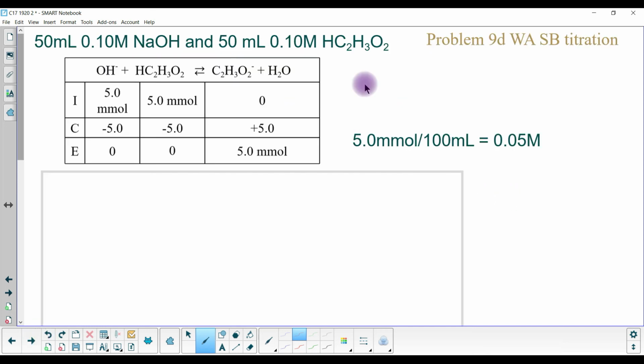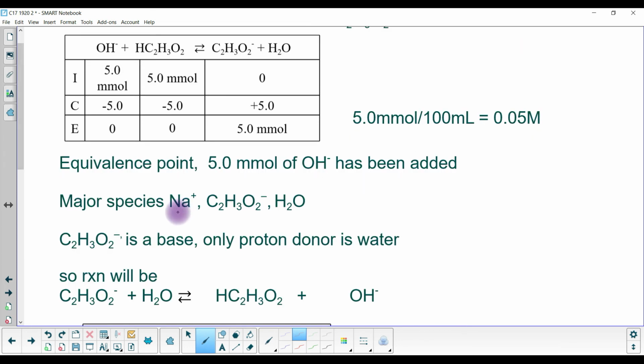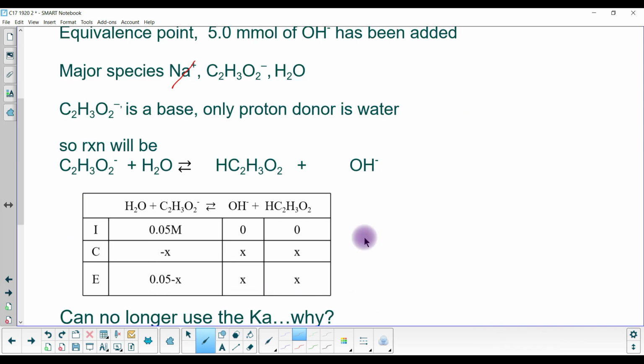At this point in the titration, 50 milliliters of sodium hydroxide and 50 milliliters of acetic acid have been added, having both 5 millimoles in each. The only thing present in our solution is 5 millimoles of acetate ion. Dividing the 5 millimoles by 100 milliliters gives us 0.5 molar. Since this sodium will not react, the acetate ion is going to react with the water to create a hydroxide ion. Putting that value, the molarity of the acetate ion, into our ICE chart, we can calculate the hydroxide ion concentration.